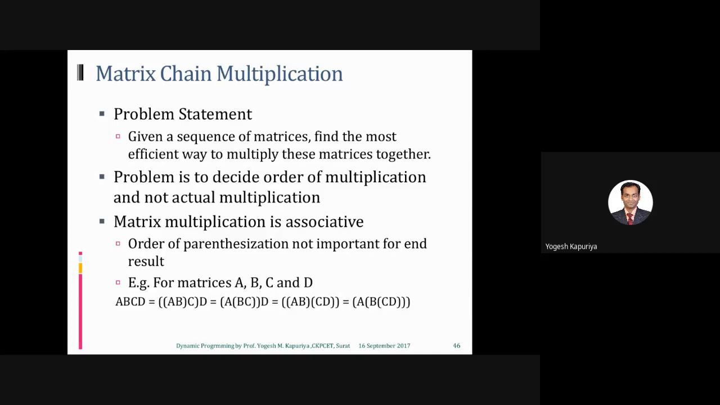the number of columns in the first matrix should match the number of rows in the second matrix. So if I want to multiply A with B, then the number of columns in matrix A has to be the same as the number of rows in matrix B. That means A should have a dimension n cross m, then your B must have dimension m cross L. This is the fundamental rule. So obviously when you want to multiply a series of matrices, this criterion has to be fulfilled.